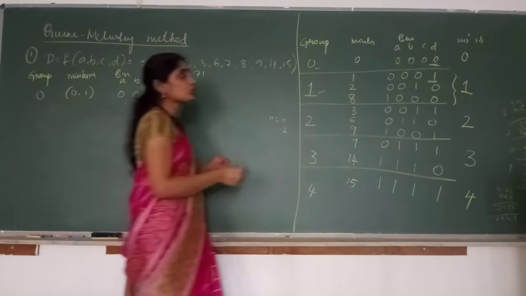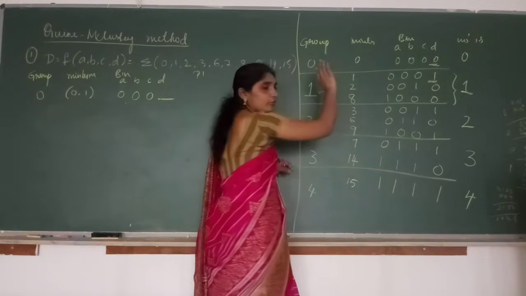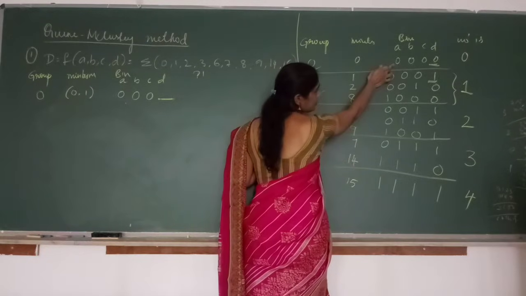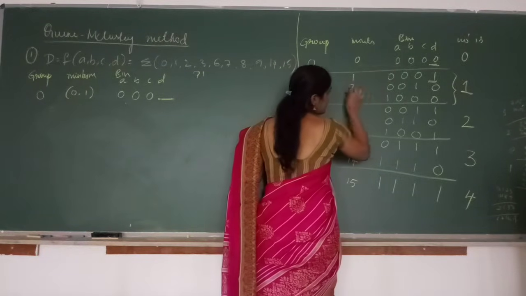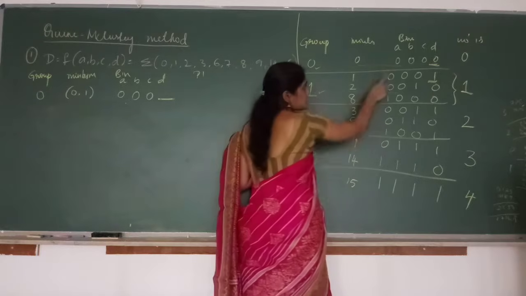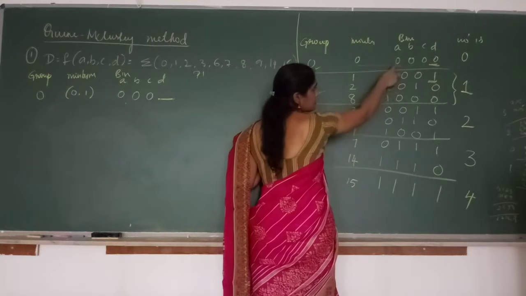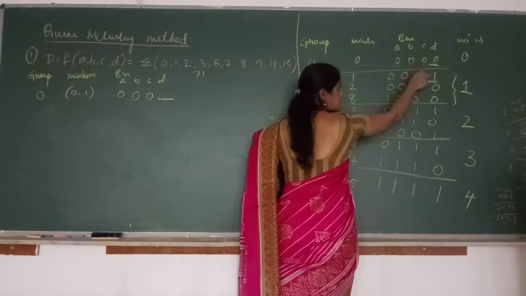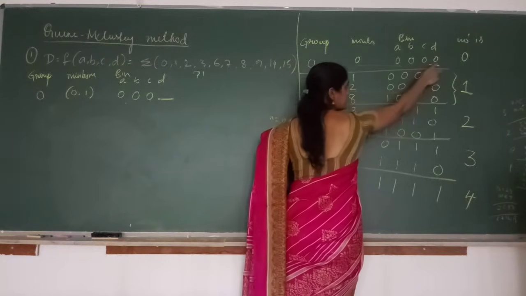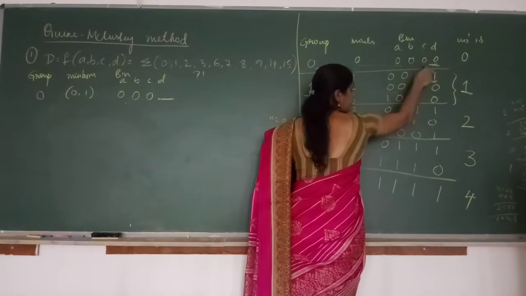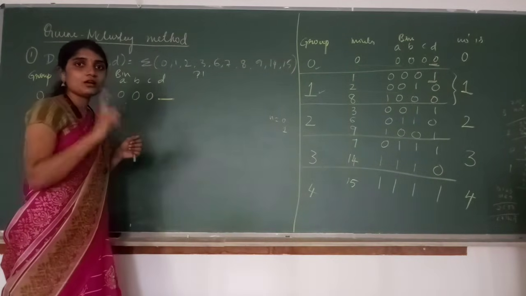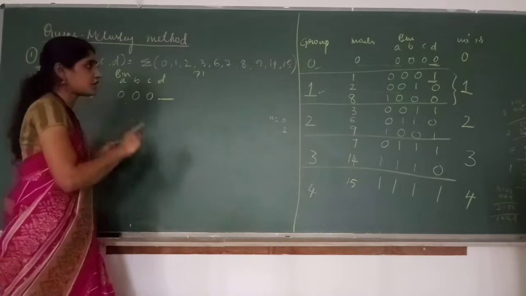compare 0 with 2. 0 with 1 comparison is done. Compare 0 with 2. When you compare 0 with 2, you just have to concentrate on 0 and 2. Don't look at the other minterms. What is the value of A for 0 and 2? 0, same. B is 0, same. C is different. D is same. So only one variable difference, that is C. So that has to be included in the next table. Only one variable difference? Yes, we can include.